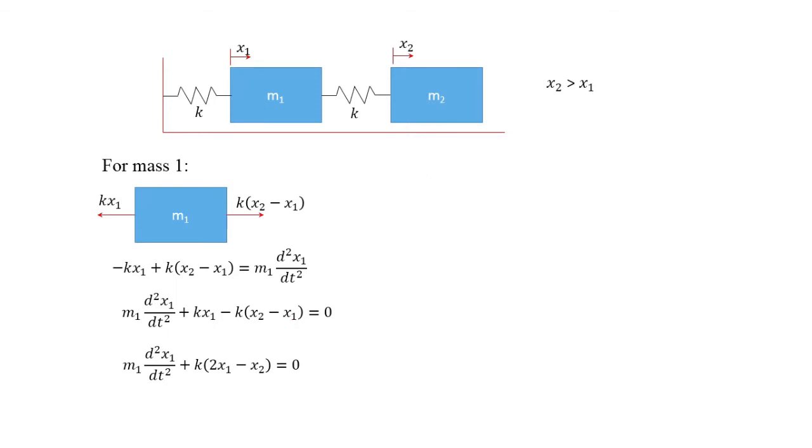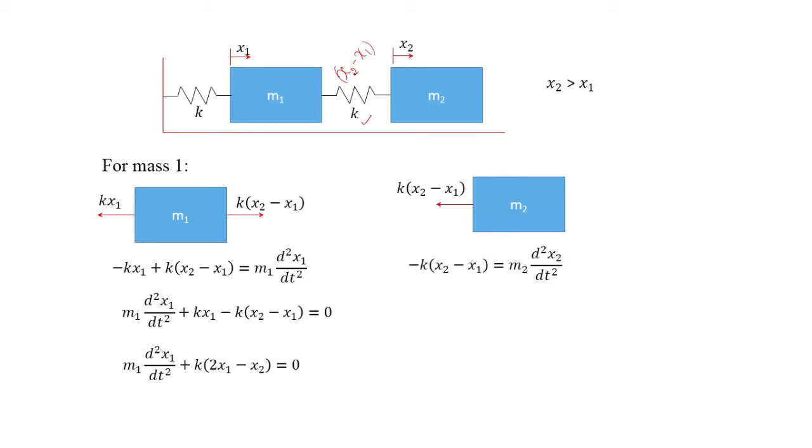Now let's do force balance analysis for mass m2. For mass m2 we have only one force, that is the force exerted by this spring, which is in the negative x direction, and we know that the displacement of this spring is x2 minus x1. So the force exerted by this spring is k into x2 minus x1, which is in the negative x direction. Now let's apply F net is equal to ma.